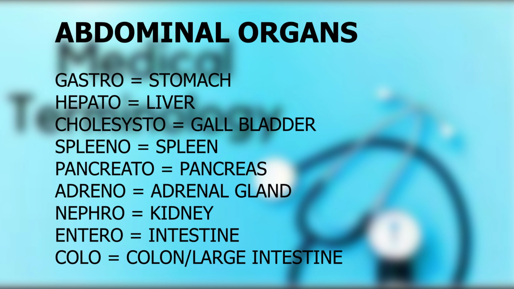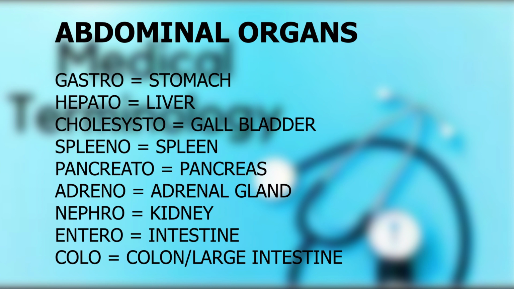The next organs I am going to get into are the abdominal organs. So gastro for the stomach, hepato for the liver. You may have heard of hepatitis or hepatocytes. They all relate to the liver. One that you may not have heard of is cholecysto, and that's for the gallbladder. It may be called cholecystectomy when you remove your gallbladder, or cholecystokinin, which controls gallbladder contraction. Another one is spleno, means spleen. Another one is pancreato for the pancreas.